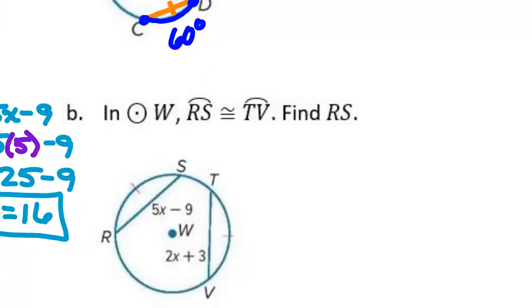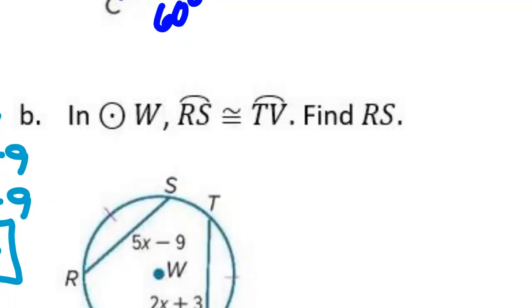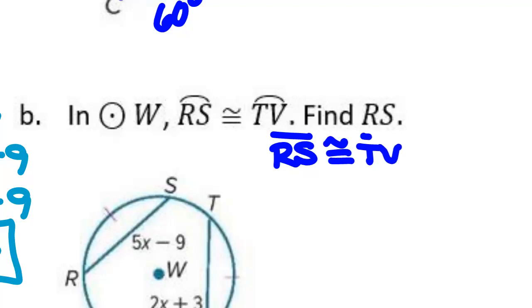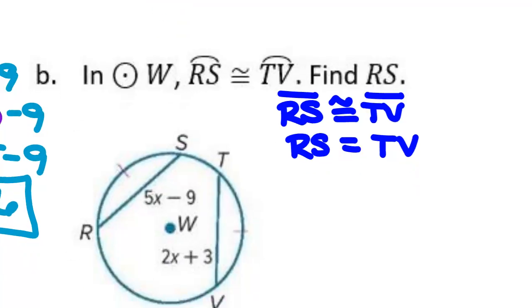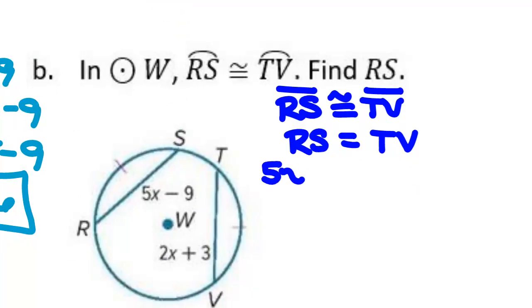On part B, how big is the x? X is 4. We know that segment RS is congruent to segment TV, so the measurement of RS is going to be equal to the measurement of TV. RS is 5x minus 9. TV is 2x plus 3.